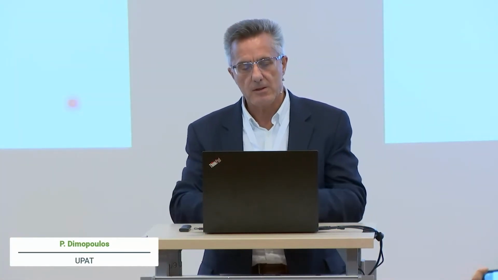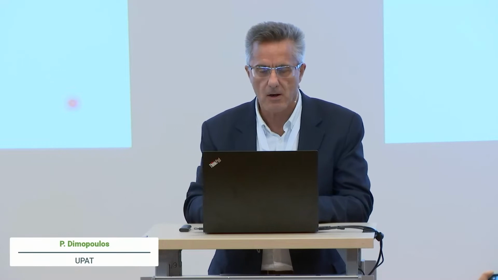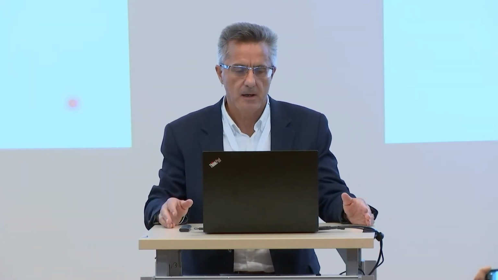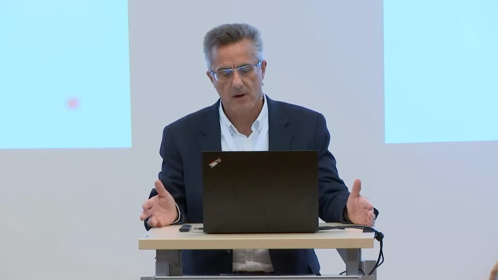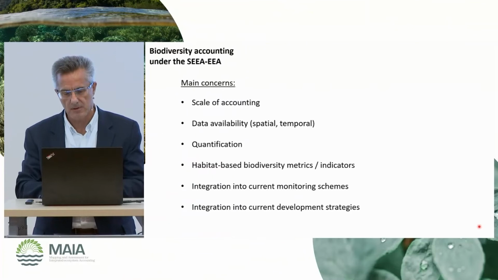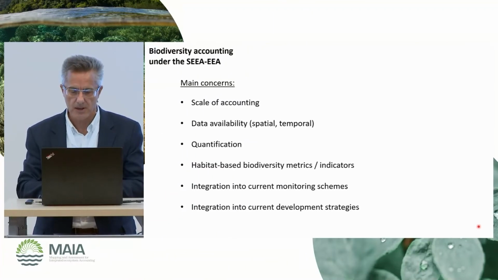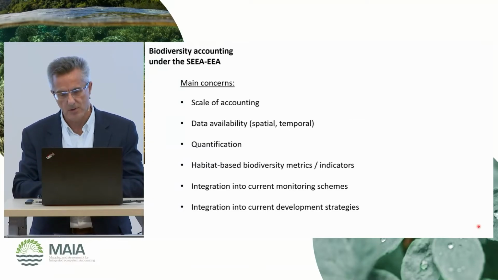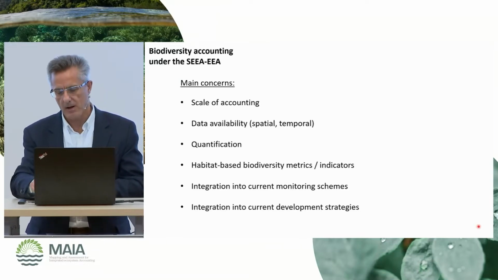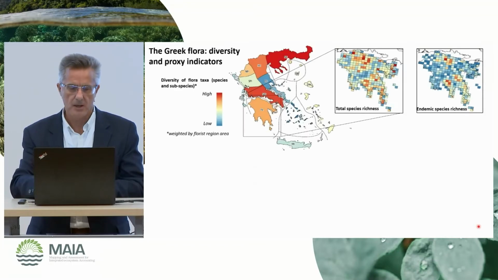Some of the main issues related to biodiversity accounting under the CA concern the scale of accounting, data availability, spatial and temporal quantification, habitat-based biodiversity metrics, indicators, and integration into current monitoring schemes. It's one of the open issues throughout Europe the last few years, and now it becomes more and more intensive. Integration into current development strategies.